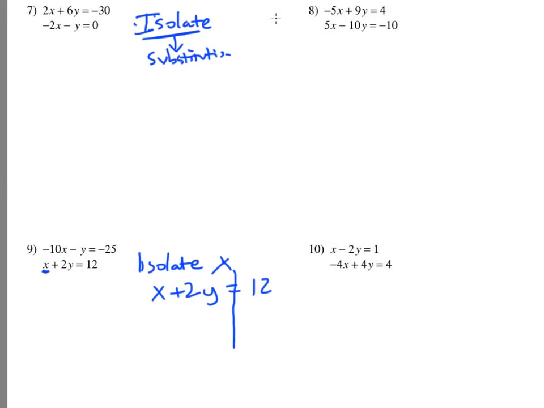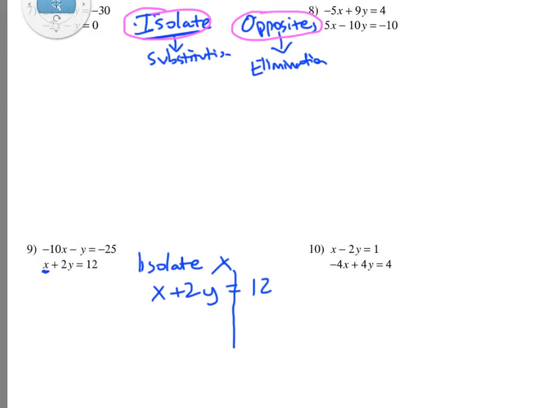But if you cannot isolate easily, the other word you're looking for is opposites. We're going to multiply to create opposites. If you can get opposites really easily, you're going to go with elimination. So if you can isolate really easily, go with substitution. If you can get opposites really easily by multiplying, go with elimination. So look at number 7. See how these x's are already opposites? So I would go with elimination because you can just add straight down right here.